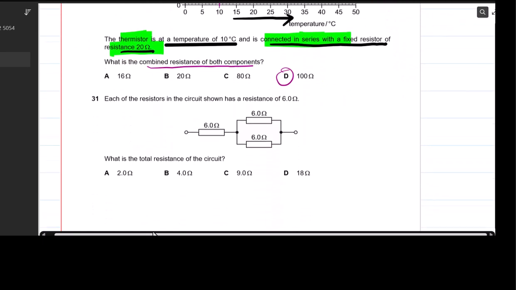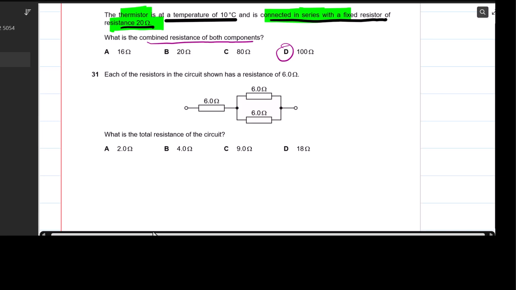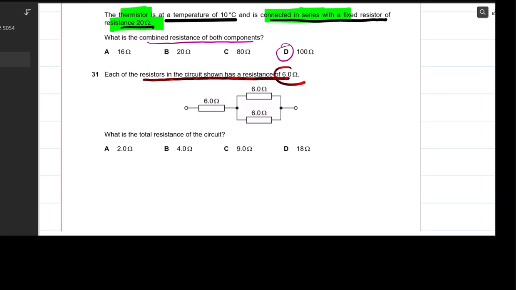Question 31. Each of the resistors in the circuit shown has resistance 6 ohms. You can see this circuit. What is the total resistance of the circuit? So these two are connected in parallel. How do you come to know? Because here is a junction. This is a junction. So 6 ohm and 6 ohm are in parallel.